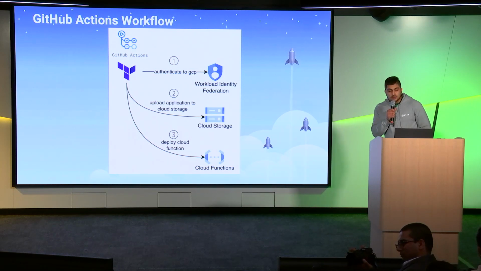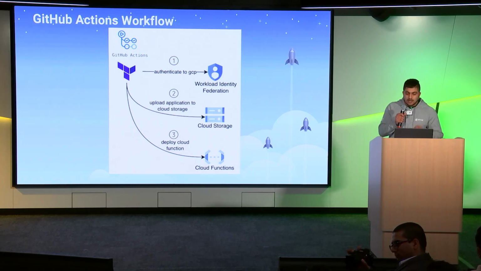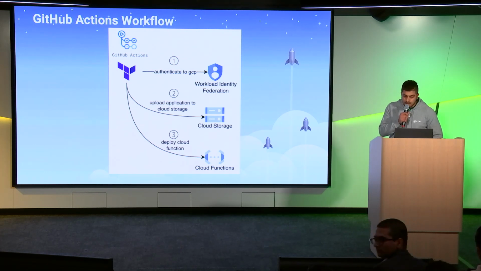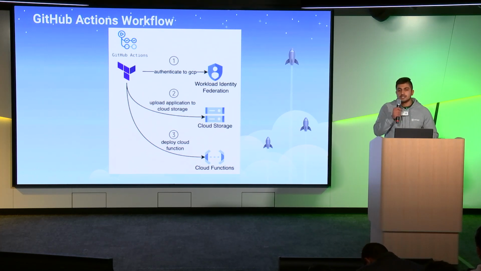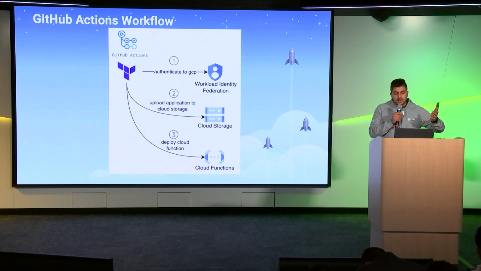In terms of the GitHub Actions workflow for this application, the way this works is Terraform first authenticates to Google Cloud using Workload Identity Federation. Workload Identity Federation is an identity service in Google Cloud that lets you manage external identities. In this instance, it's GitHub Actions. Then Terraform uploads the application artifact to cloud storage. This is also where it stores the state information. It updates the state information as well. Then finally it deploys the application to Cloud Functions. And as we know, this triggers a build process behind the scenes where Cloud Build generates a Docker image and uploads it to artifact registry or container registry.